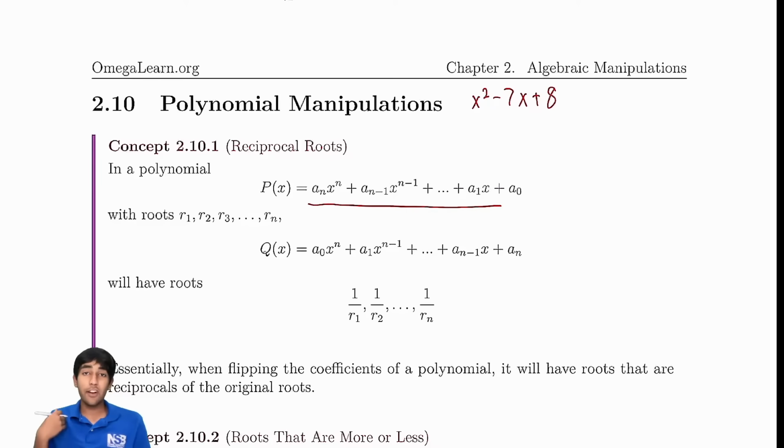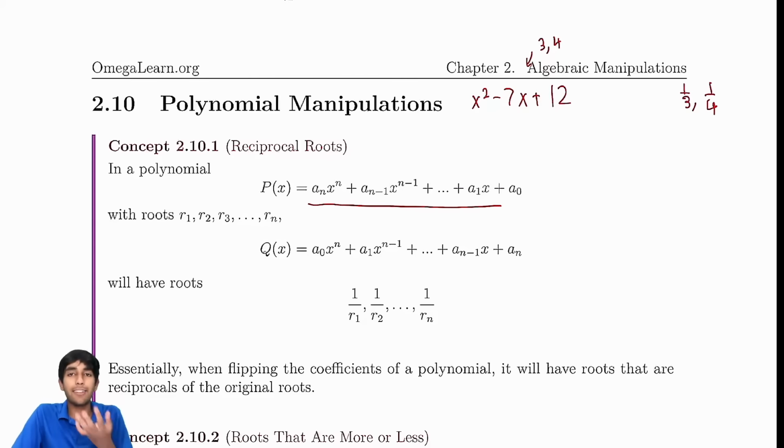Now let's say we're trying to find a new polynomial that has all its roots being reciprocals of the roots of the original polynomial. In this case, it's a quadratic, but it doesn't have to be. So there's a really cool thing. Let's just take this. This has roots 3 and 4, just by factoring. Now, what if we want to construct a polynomial with roots 1/3 and 1/4? In this case, it's easy. You just do (x minus 1/3) times (x minus 1/4).